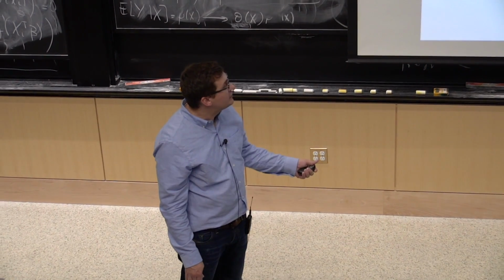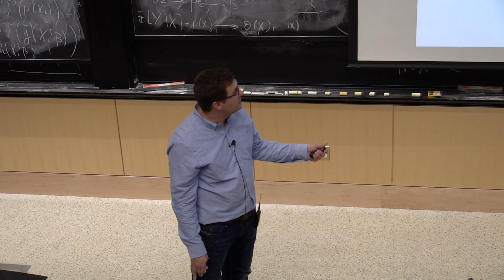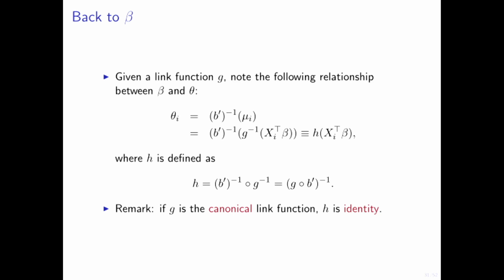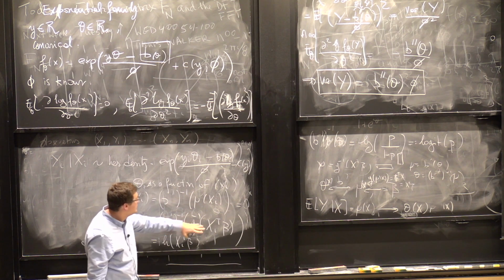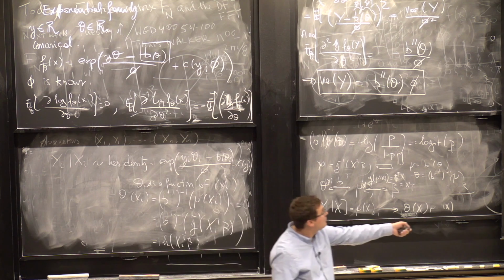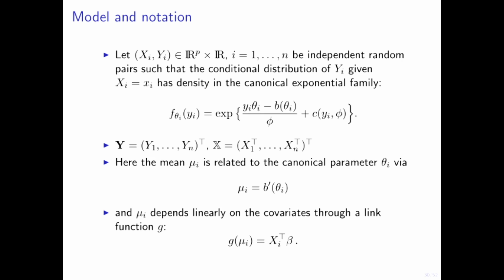Now if I have the canonical link, since I know that g is b prime inverse, this is really just the identity. So this entire thing, which is actually quite complicated, just says this does not show up when I have the canonical link. I really just have that theta i can be replaced by xi transpose beta. So think about going back to this guy here. Now theta becomes only xi transpose beta.